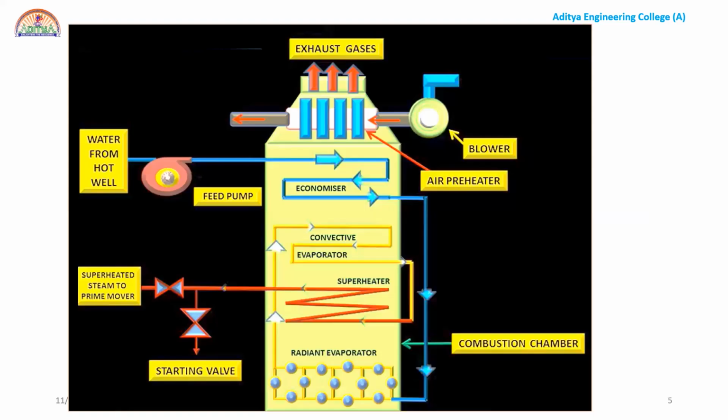Okay. Right. This is another diagram so that you can understand well. The arrows are showing the clear path, how the water is transformed in different areas like the economizer, next the radiant evaporator, next the convective evaporator and superheater, and finally going to the prime mover.